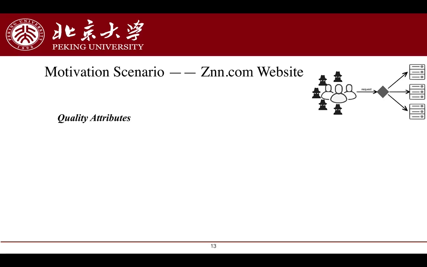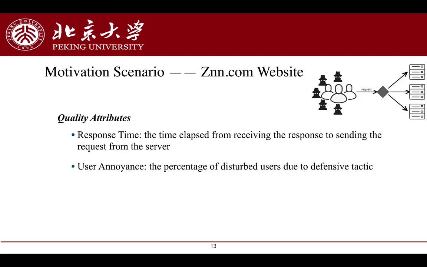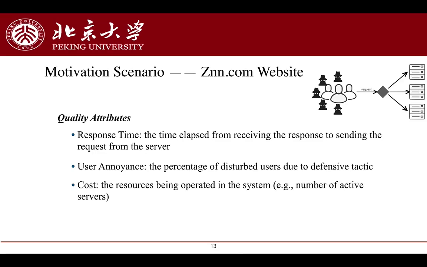We also identified 4 quality attributes for this scenario. First, response time describes the time between sending the request and receiving the response from the server. Second, user annoyance, due to the misidentification of legitimate clients as malicious clients by human-involved tactics. Third, cost usually is the resources used in the system, which is defined by the number of active servers here. Fourth, client maliciousness, which is the percentage of malicious clients in the system stealthily.